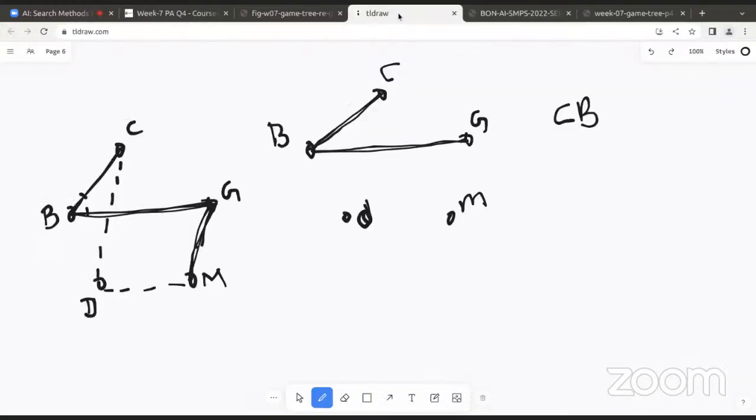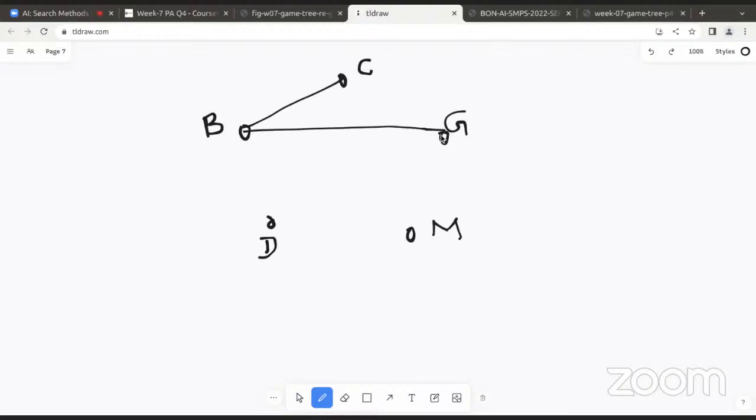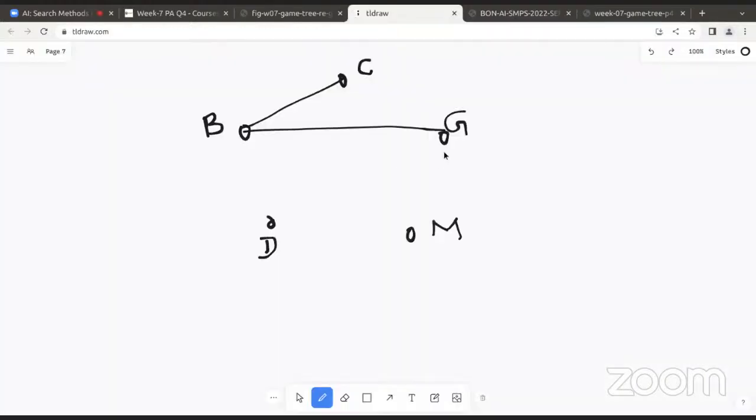Take C2. What do I do with C2? This is C, G, M. This is D. This is what we expect from you guys to practice. So this is given, right? Yes. CB, BG, not GM. I'm saying this is not possible. This should not exist.